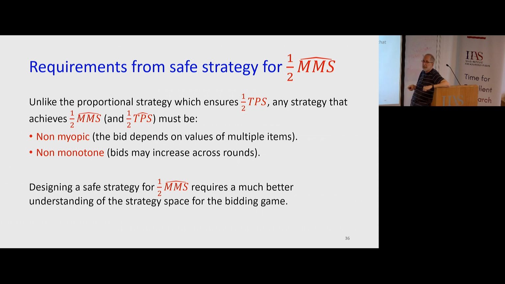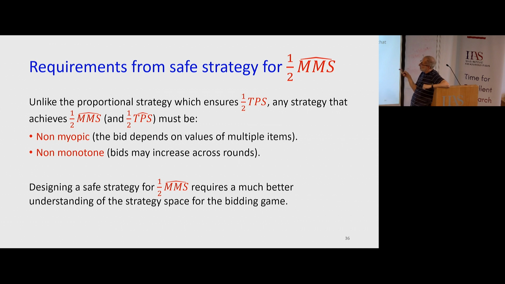It has to be non-myopic. It cannot be that you just look at what's the highest item still available and base your bid on this. You have to look at several items, see their values, and depending on the relation among these values, you have to choose what your bid is. You have to have some look ahead, see additional items, not just one item at a time.